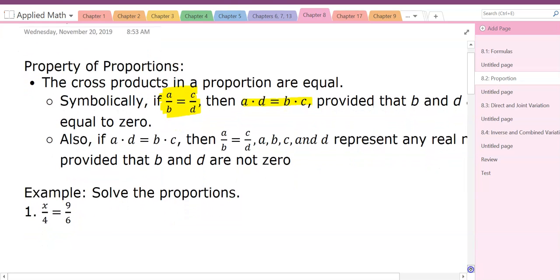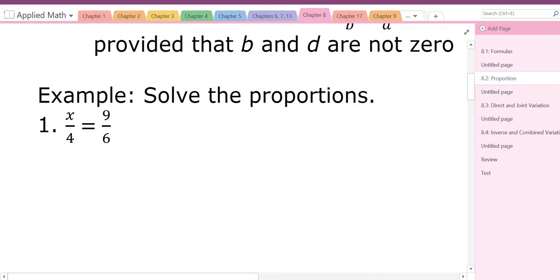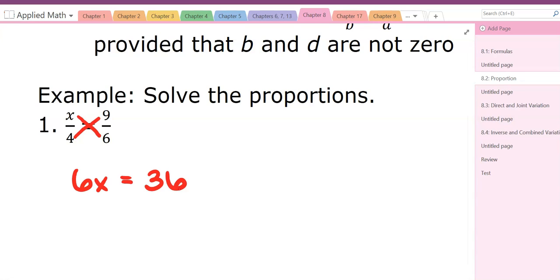We've got x over 4 equals 9 over 6. So cross multiply or butterfly method, circle those numbers if you need to, but you're going to do 4 times the 9 and x times the 6. So 6 times x is just going to be 6x. What's 4 times 9? 36. So we have 6x equals 36 now. How would you solve for x? Divide by 6. So you get x equals 6.